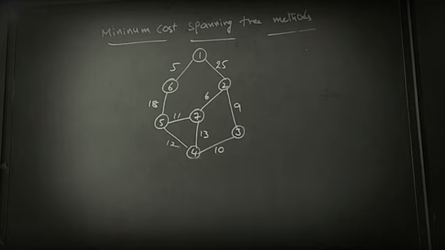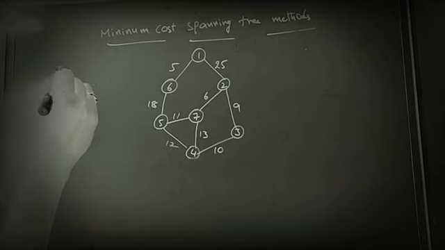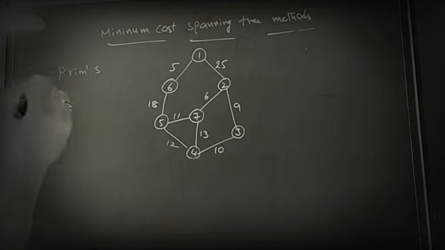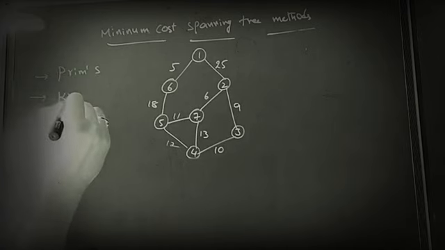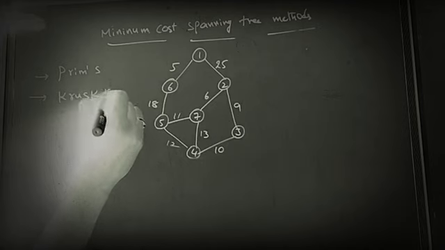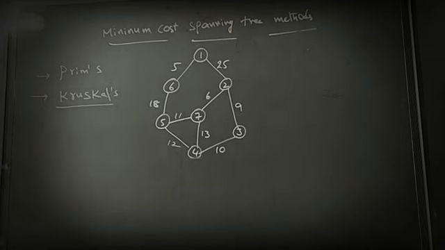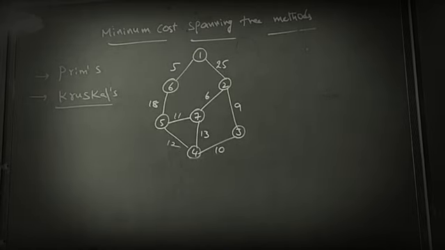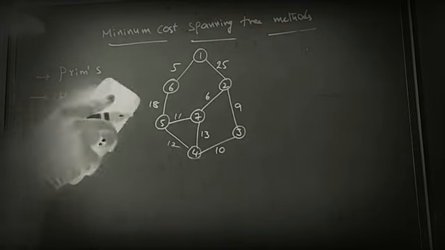So to find the best minimum cost spanning tree from the graph, we use two techniques. One is Prim's algorithm and another is Kruskal. These are very important topics and direct questions in university examinations. So these are two techniques or methods to find the minimum cost spanning tree from the graph.